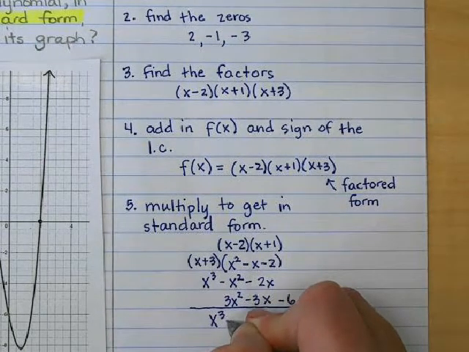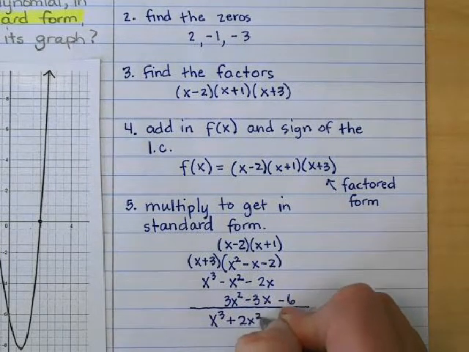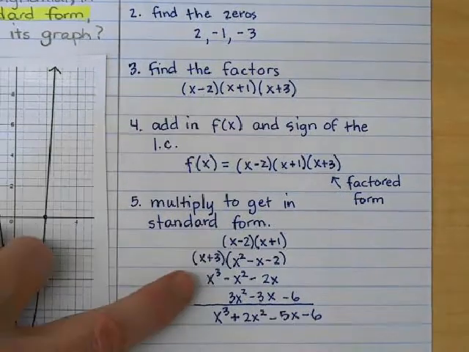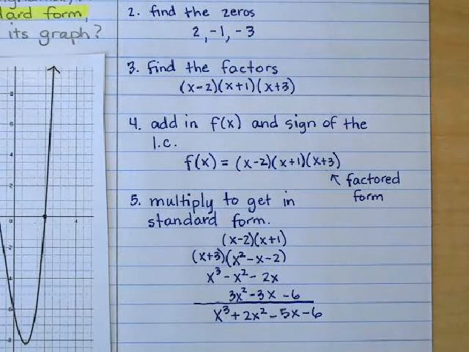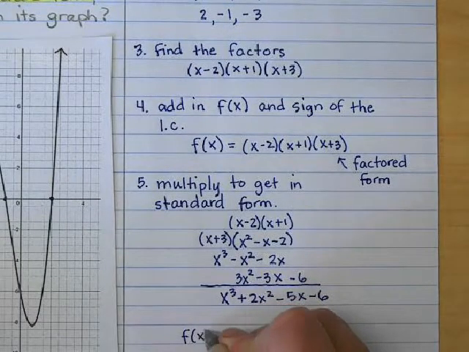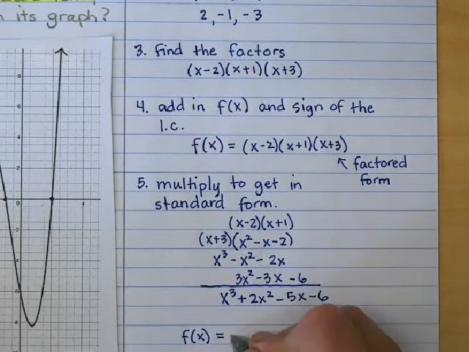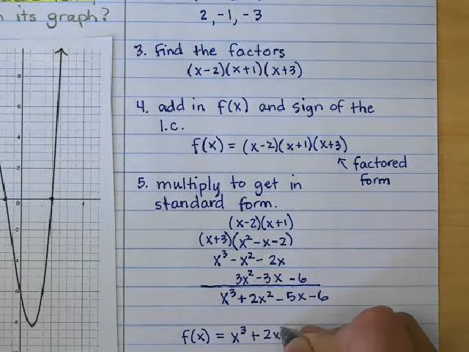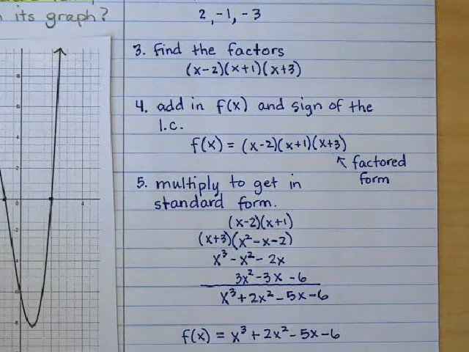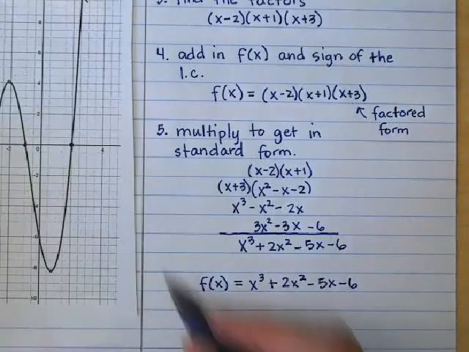Remember that you could just make a big old long line if you want, and then combine your like terms. I find it easier if I line those up as I go. So there's my solution: f of x is equal to x cubed plus 2x squared minus 5x minus 6.